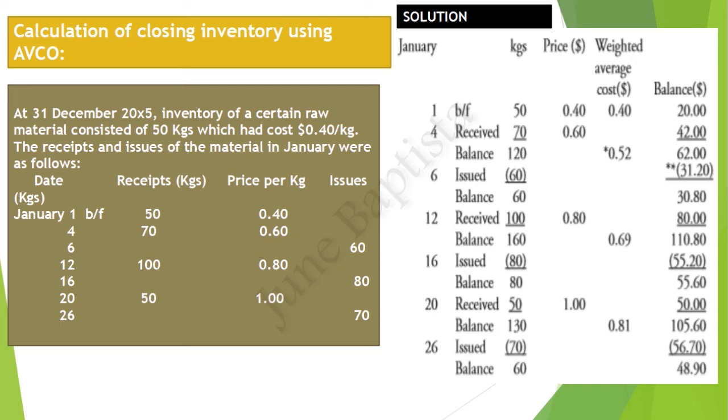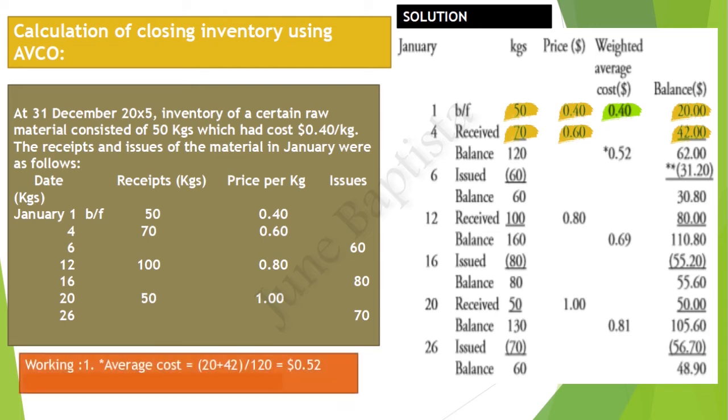On the 1st of January, the balance brought forward was 50 kgs at the price of 40 cents. Therefore, the average price or cost was 40 cents to give us a value of $20 inventory on the 1st of Jan. On the 4th of Jan, 70 kgs were purchased at a price of 60 cents per kg, and that would be $42. Let us now look at working 1.